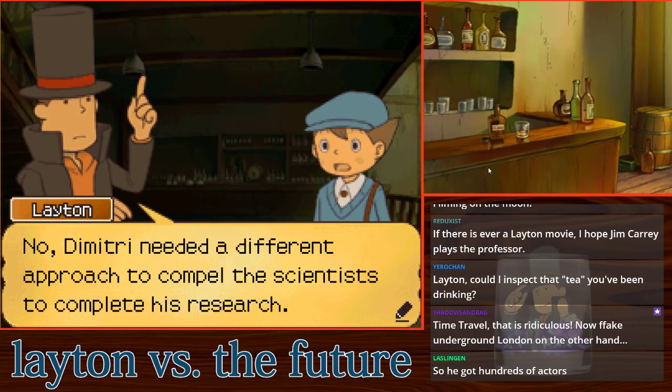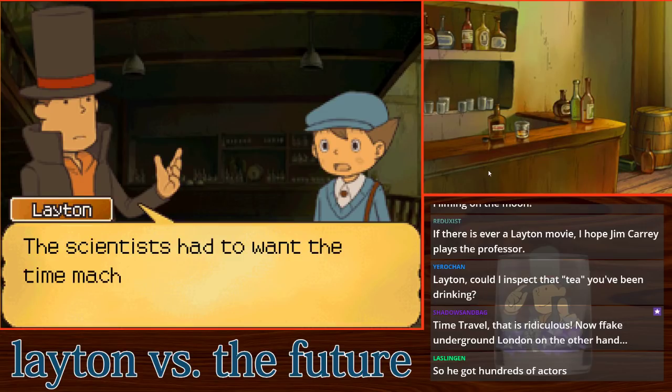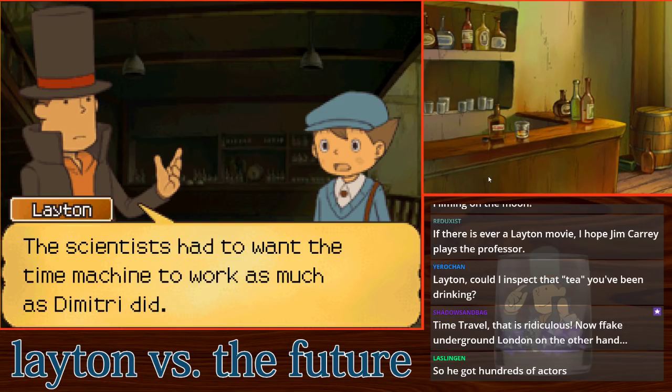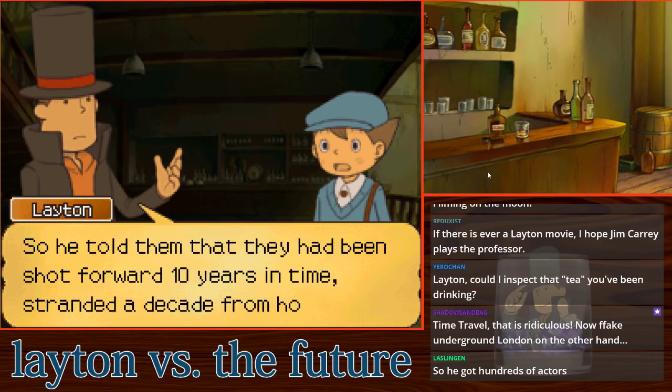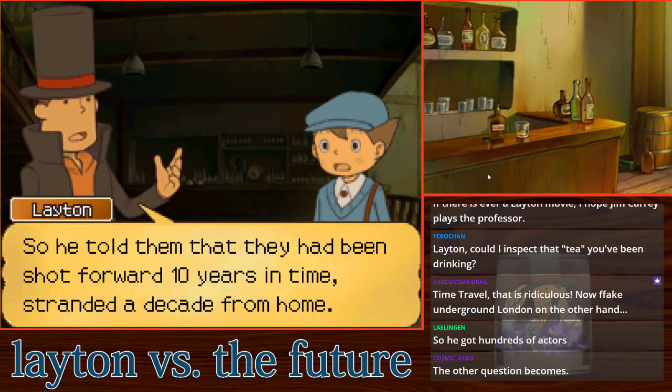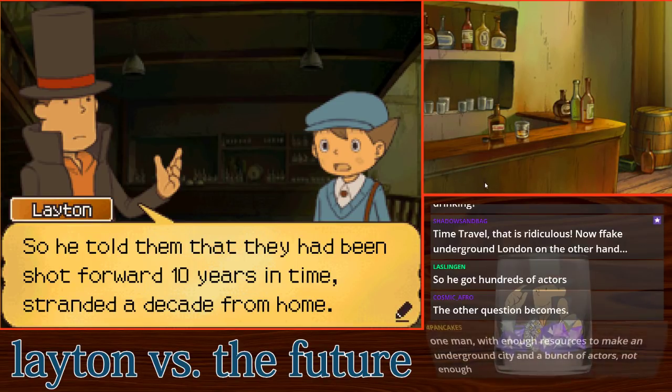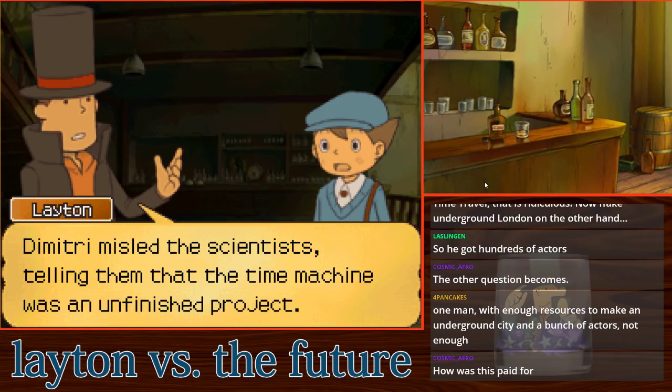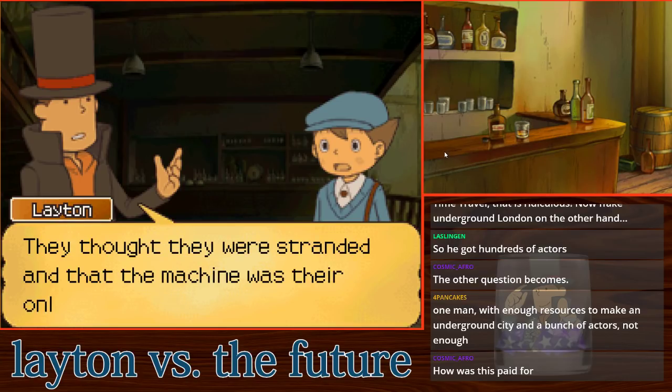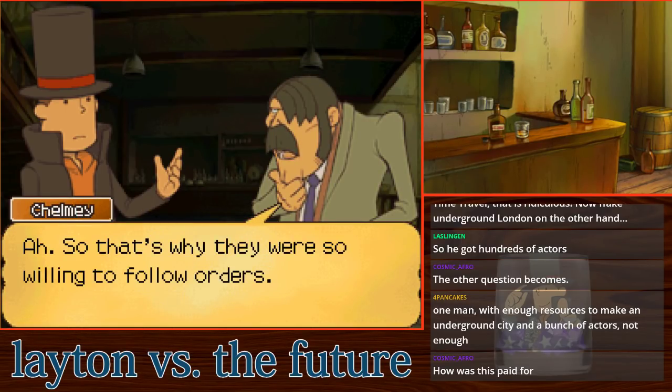Something was off about that voice acting line. Little bit. The scientists had to want the time machine to work as much as Dimitri did. You think someone maybe had to do a stand-in for a single line? So he told them that they had been shot forward 10 years in time, stranded a decade from home. Dimitri misled the scientists, telling them that the time machine was an unfinished project. They thought they were stranded, and that the machine was their only hope of returning home. Yeah, you better work on that time machine if you want to go home. Ah, so that's why they were so willing to follow orders.